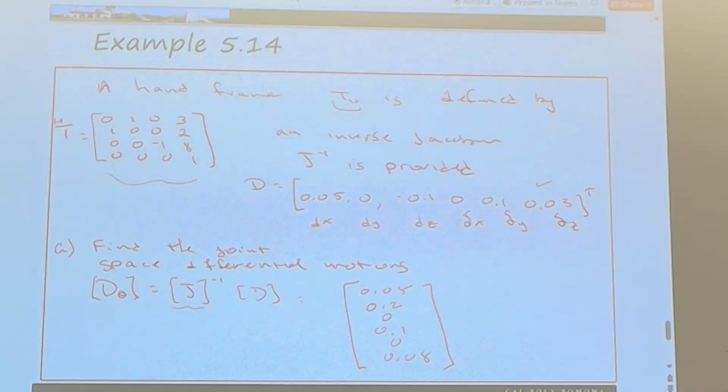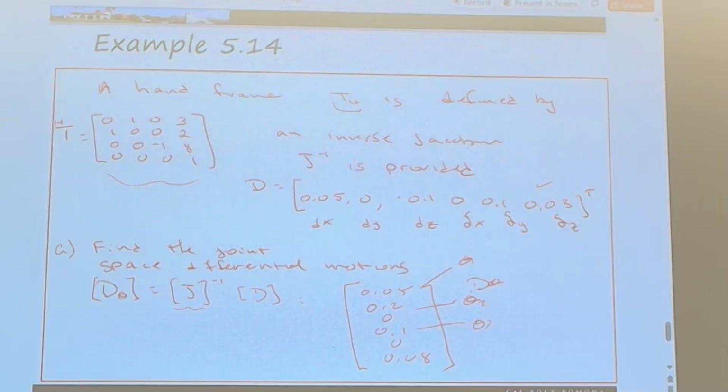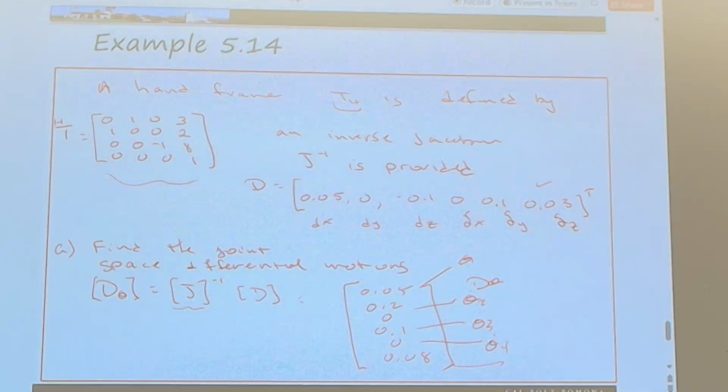Everybody with me so far? What is that column matrix? This is d theta. So this is theta dot 1, right? This is theta dot 2, theta dot 3, theta dot 4, and theta dot 5.